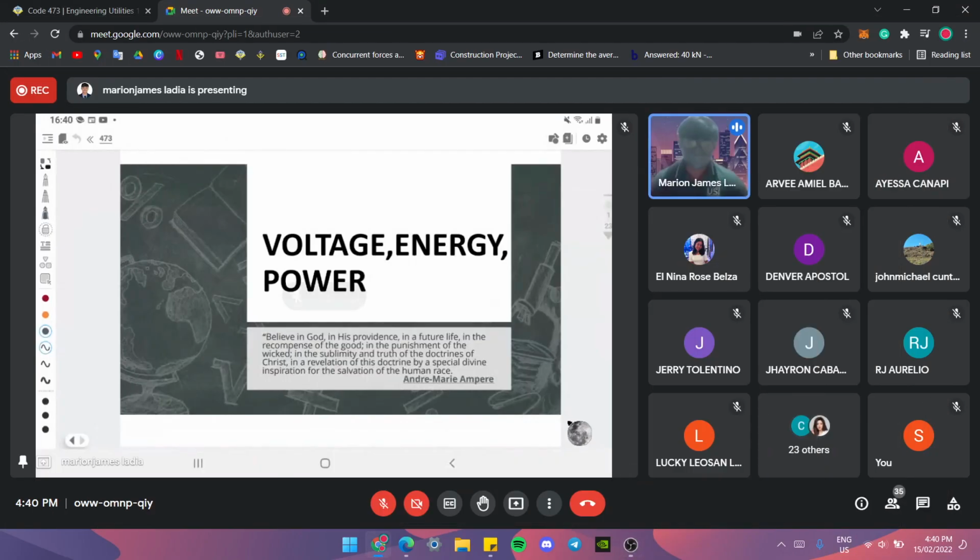About voltage, energy, and power. So, as last week, we have discussed the introduction, the different materials that are used in electrical engineering and electricity, and also our current and charge. So, as we all know, pag meron kang kuryente, pero wala kang voltahe, the circuit will not work.